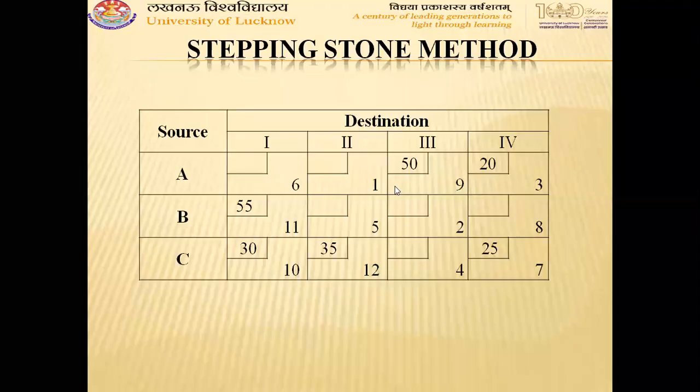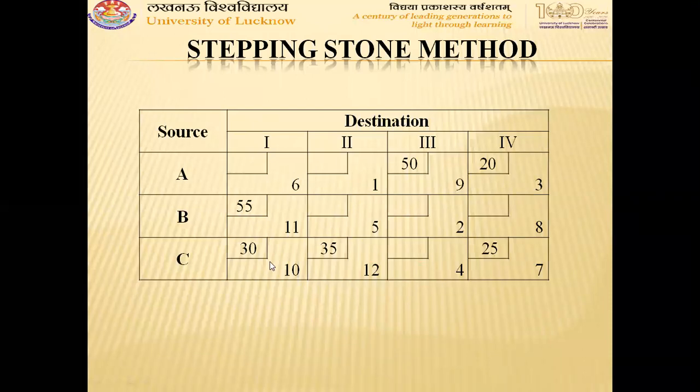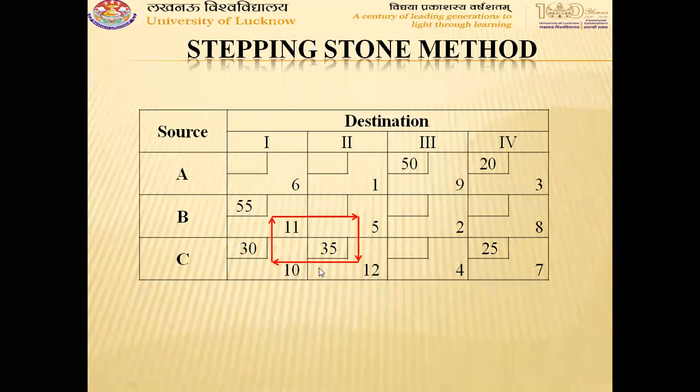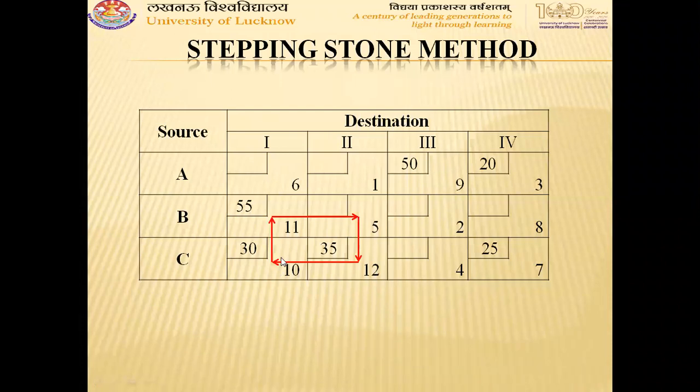Next, 1,1 is considered and 1,2 is considered, the next cell is 2,2. For this the loop will be 2,2, 3,2, 3,1 and 2,1. Now the opportunity cost will be 5 minus 12 plus 10 minus 11. That means 15 minus 23, that is minus 8.